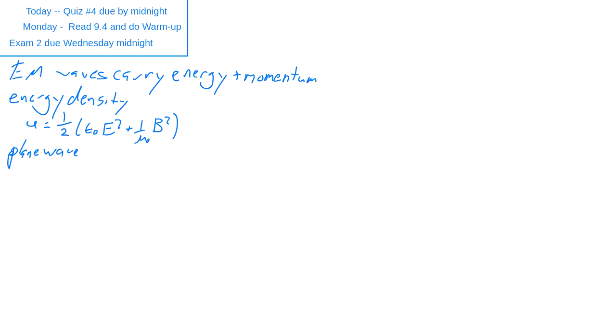Right, we saw that there's a specific relationship between our magnetic field and our electric field. So our magnetic field was, in terms of its magnitude at least, just 1 over c times the electric field. So the magnetic field squared will be 1 over c squared times the electric field squared. And we also know that c is 1 over the square root of mu naught epsilon naught, right? So we can write 1 over c squared is mu naught epsilon naught.